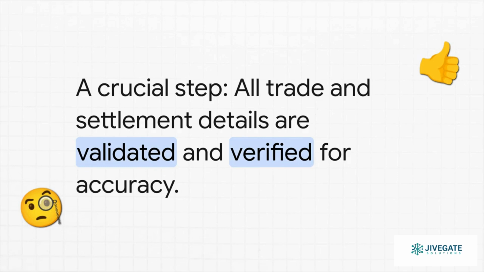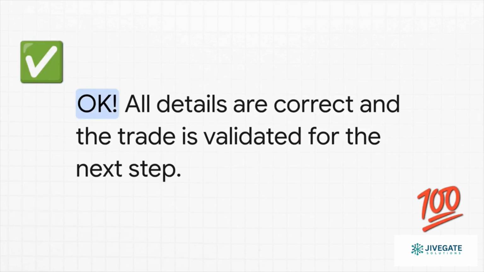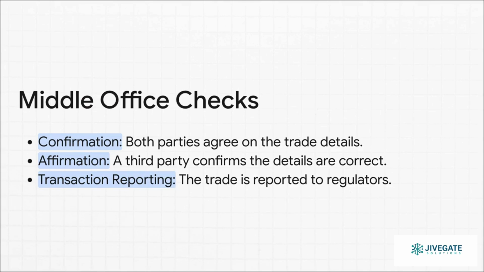Okay, so with all this information now merged into one file, the system runs a super critical validation. This is the moment of truth. Does everything actually line up? And yes, the answer is yes. The data is consistent, all the codes are correct, the details make sense, the trade is now officially verified, and it's ready for the next step. But the cross-checking is not over yet, not by a long shot. Next up is confirmation, where the two trading parties electronically agree with each other on the details. That's followed by affirmation, where a trusted third party, like a bank or a custodian, also gives the thumbs up on their behalf. And finally, the trade gets reported to financial regulators for transparency.